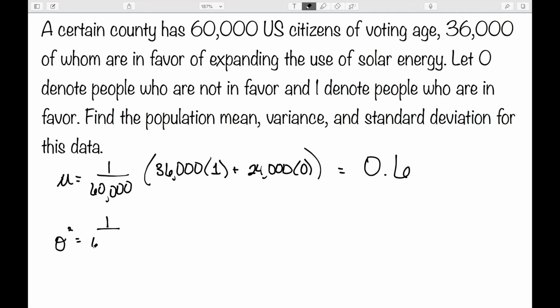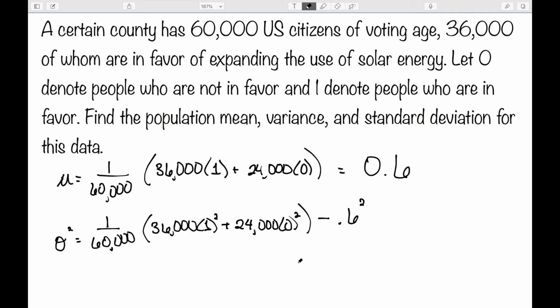We can do 1 over my population size, 60,000, times, we need to add these values up, 36,000 times 1 squared, because we need to actually square our data values, plus 24,000 times 0 squared, and then we need to subtract out our mean squared. And if we work this out, we get that our variance is 0.24. Our standard deviation is then the square root of 0.24.